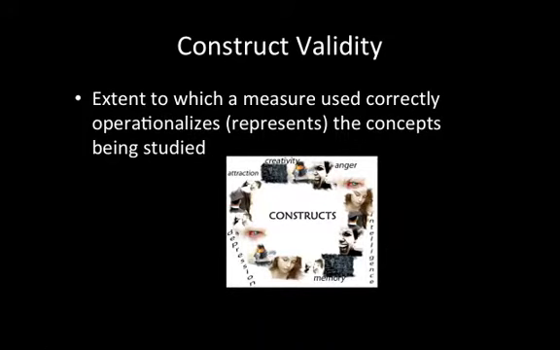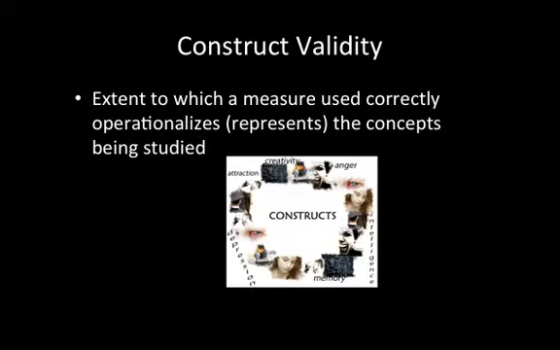Okay, so there's different aspects to validity. The first one is called construct validity, and that is the extent to which a measure used correctly operationalizes or represents the concepts being studied. So constructs are the ideas, the things that are being measured, the concepts being studied. And you want your measure to correctly operationalize, represent that construct or that concept.